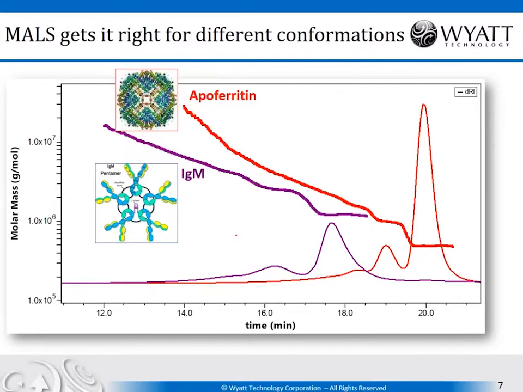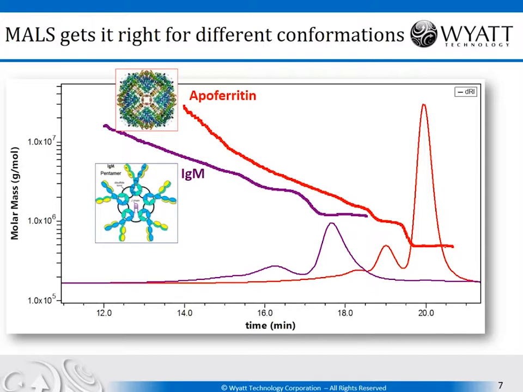So here's another example of where MALS gets it right. These are the chromatograms of two proteins, apoferritin and IgM. They have very different conformations, and they have different relationships in terms of elution time relative to molecular weight. We can see that the apoferritin has this primary peak, eluting here, and some secondary peaks, which indicate aggregation. The light scattering analysis, that's these points over here, first of all shows us that across these individual peaks, the molecular weight is actually uniform.